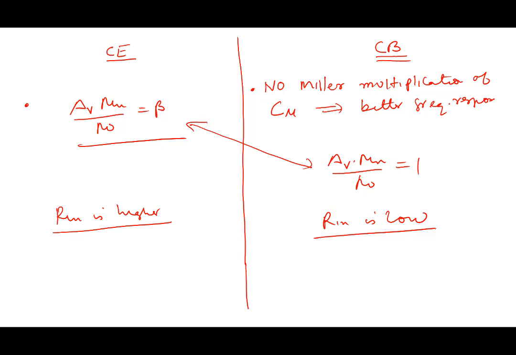Now you can see common base is a nice amplifier, but it's difficult to use, except in some rare situations. Suppose I have a common base amplifier. Common base amplifier we are saying is AV Rn by R0 equal to 1. As an example, let's say we build AV equal to 100, R0 equal to 1K, and then Rn will become 10 ohms. All right. Here is an example of common base.